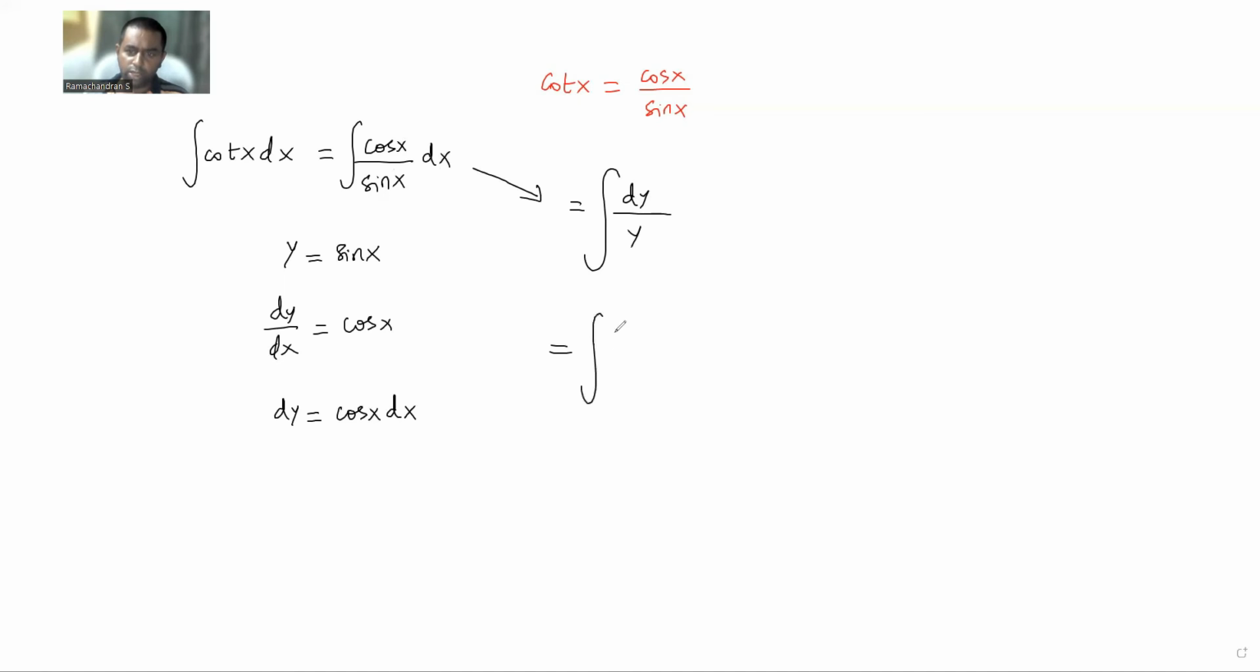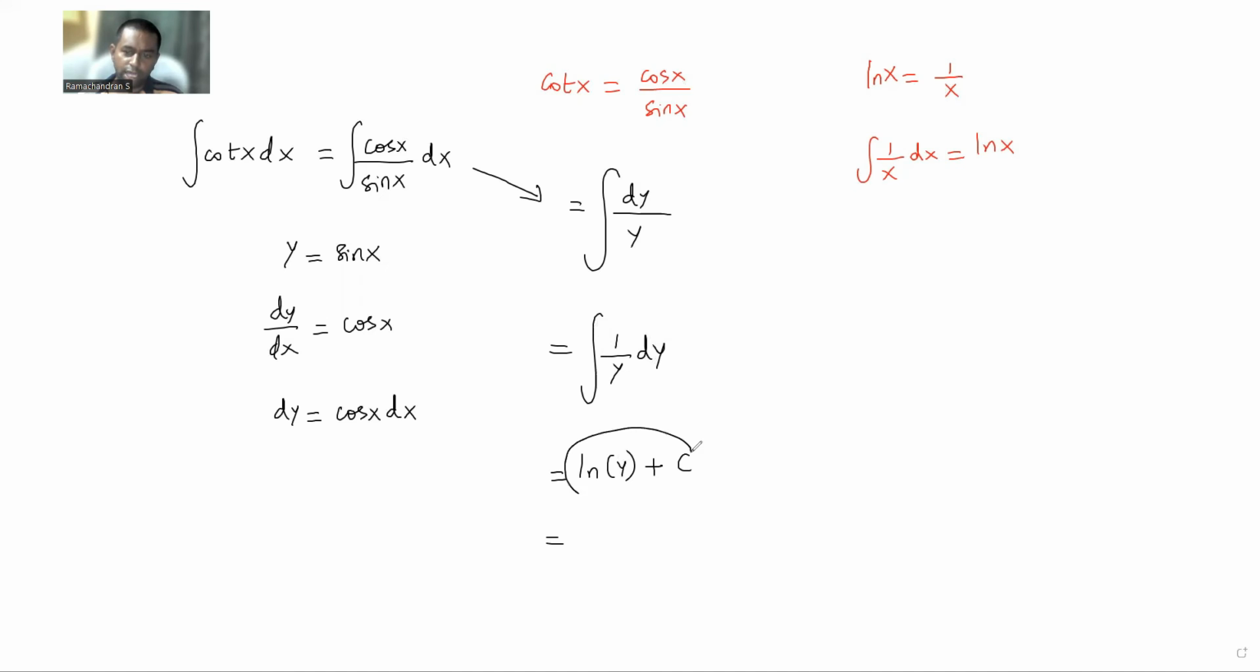This integral of dy over y can be written as integral of 1 over y times dy. We know that the derivative of log x, that is ln x, is equal to 1 over x. Integration is the reverse process of the derivative. So the derivative of ln x is equal to 1 over x, and if you find the integration of 1 over x, that is equal to ln x. In the same way, the integration of 1 over y with respect to y is ln y plus c, the integral constant c, because it's an indefinite integral.